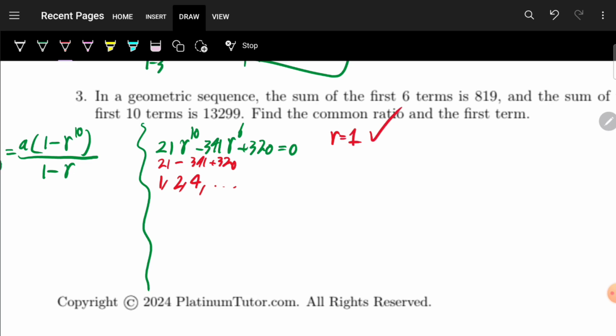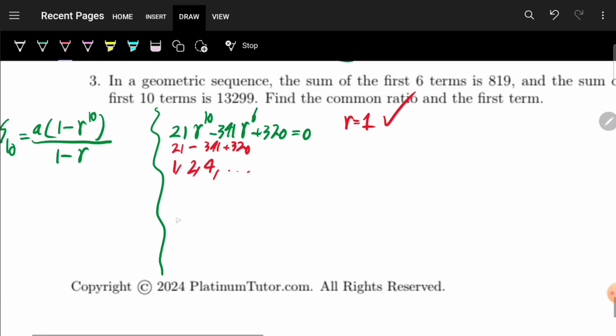We're going to see if we have any other solutions, just because like in the previous problem, we saw that we could have some issues with r equals 1. So r equals 1 might actually not work. Let's see if r equals 2 works. So 21 times 2 to the 10 minus 341 times 2 to the 6 plus 320 equals 0.